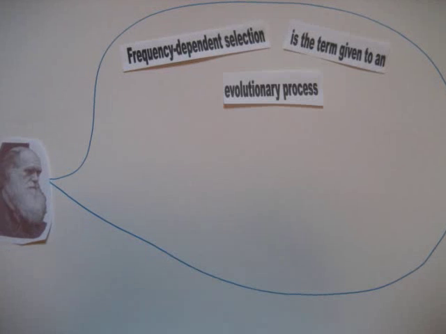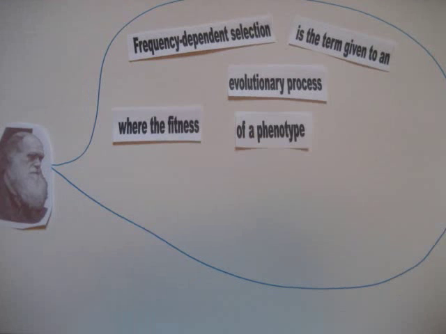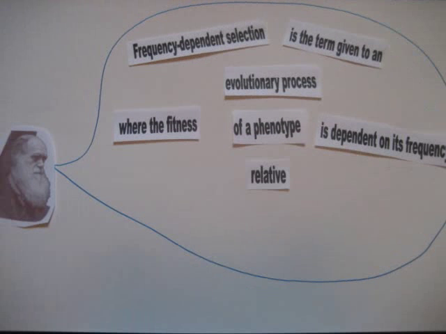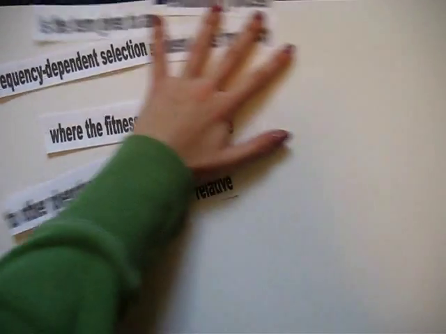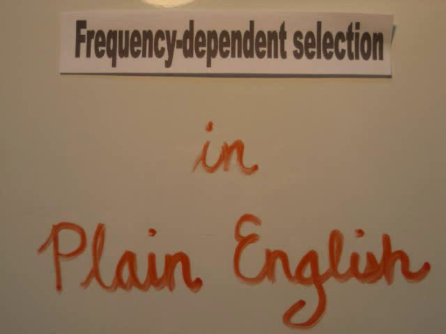Frequency-dependent selection is the term given to an evolutionary process where the fitness of a phenotype is dependent on its frequency relative to other phenotypes in a given population. What does this mean? Well, let's break it down piece by piece. This is frequency-dependent selection in plain English.